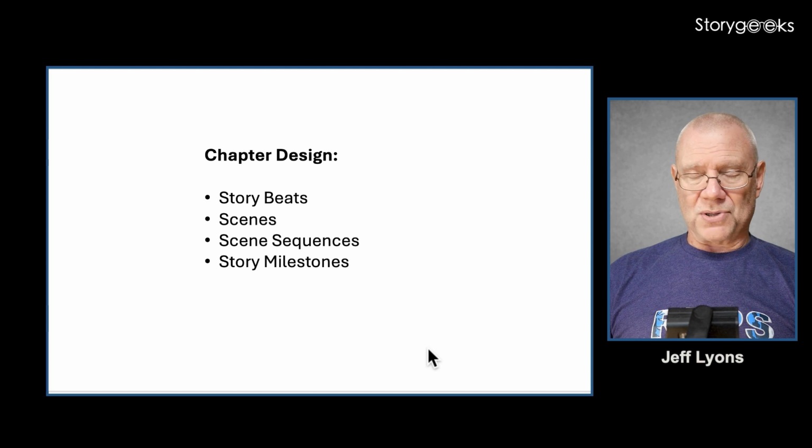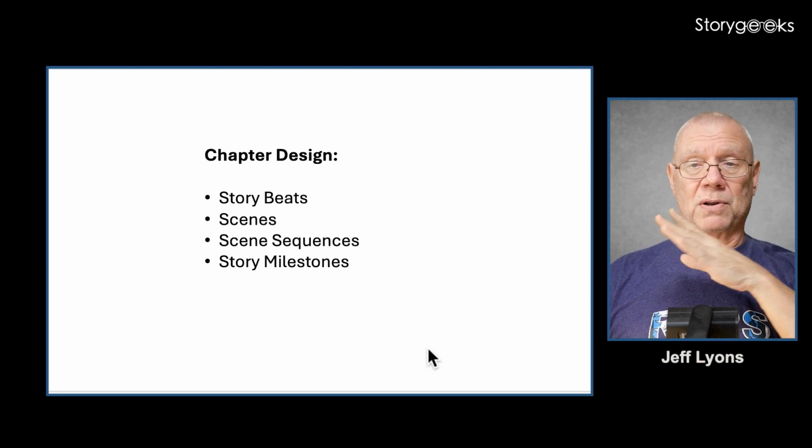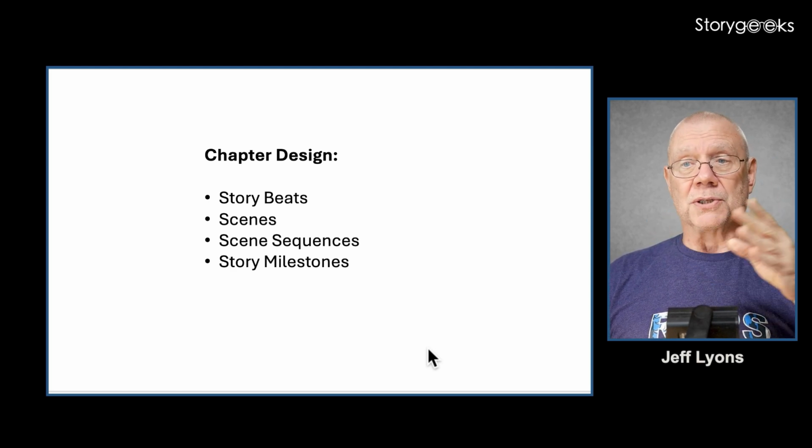Story beats, and I'll talk about what a beat is. Scenes, I'll talk about what a scene is. Sequences of scenes, which are combinations of 3 or more scenes, all leading to story structure milestones, which is what we talked about in the classic story self-assessment part in the earlier module, when we talk about inciting incident, midpoint, do moment, etc. Those are all story structure milestones.